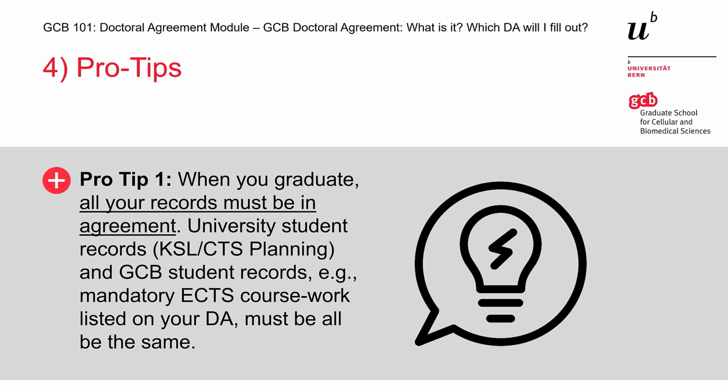Step 4. Pro Tips. Pro Tip 1. When you graduate, all your records must agree or match. Your university student records, in KSL planning, and the GCB student records, for example mandatory ECTS coursework listed on your DA, must all be the same.